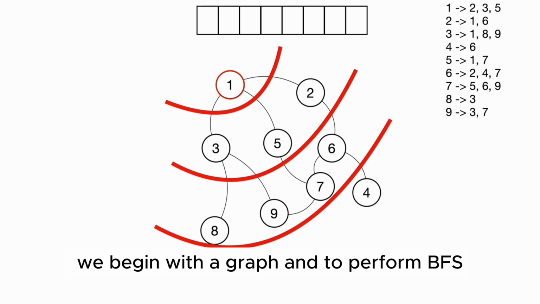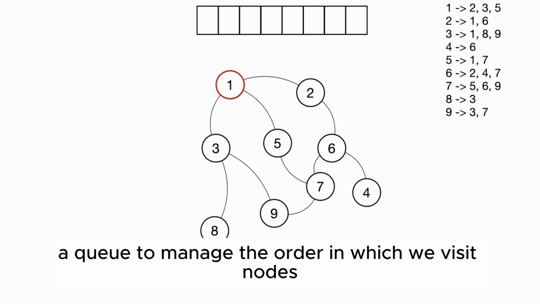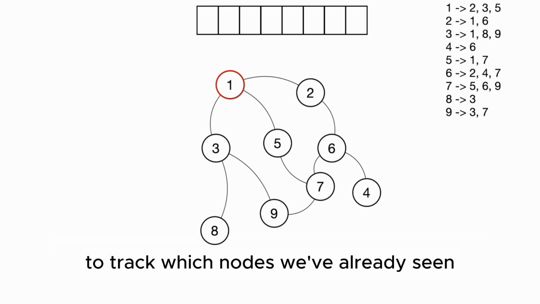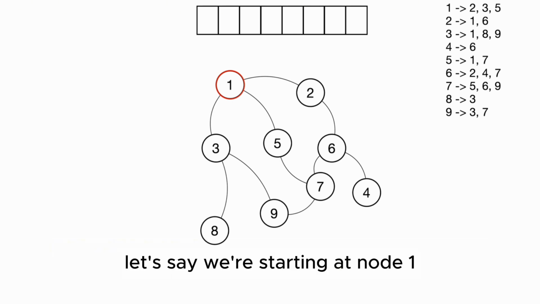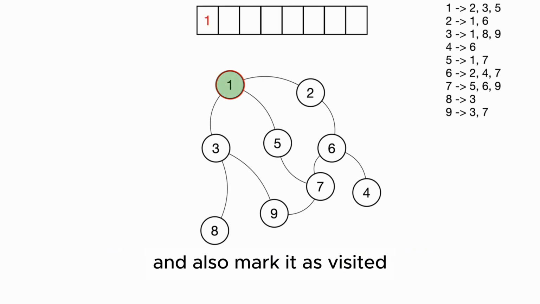We begin with a graph, and to perform BFS, we'll need two key tools: a queue to manage the order in which we visit nodes, and a visited list to track which nodes we've already seen. Let's say we're starting at node 1. First, we place node 1 into the queue and also mark it as visited.